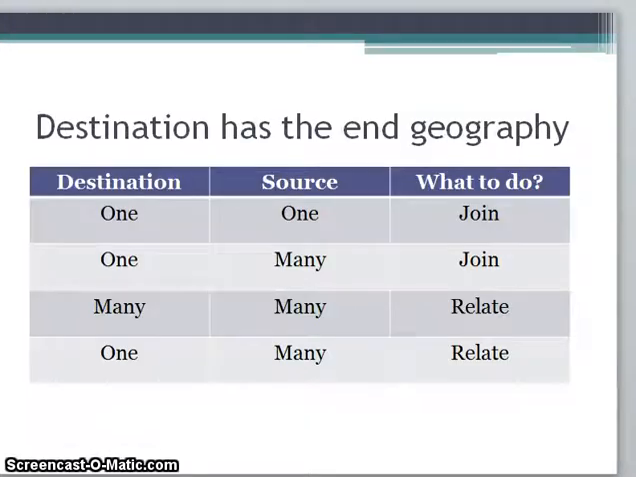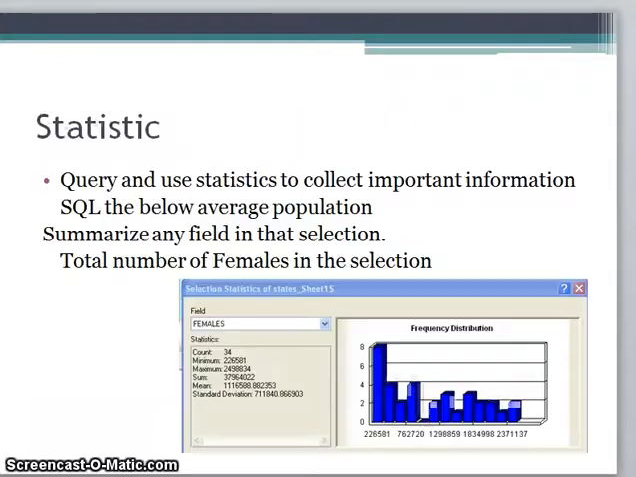So a nice way to think about that, the destination table has the end geography that you want to map. You may not always want to map it, but that's usually the end goal right now. So if the destination and source are one-to-one, then you'll join. If it's many-to-one, you'll join. If it's many-to-many, you'll relate. And if it's one-to-many, you'll relate.